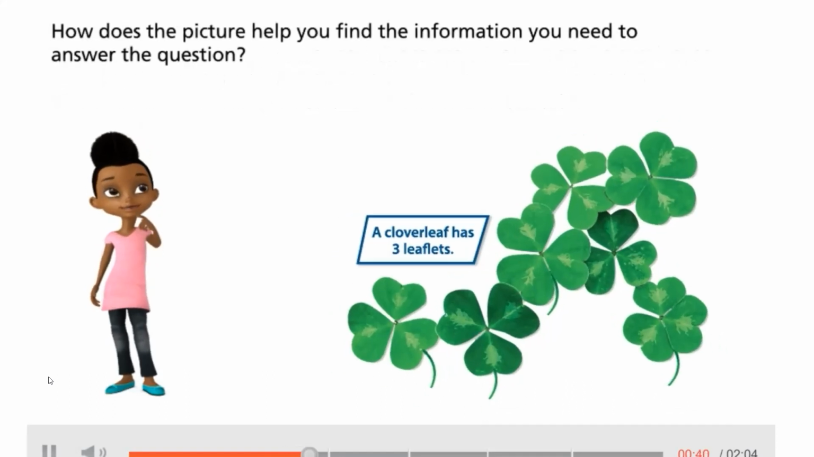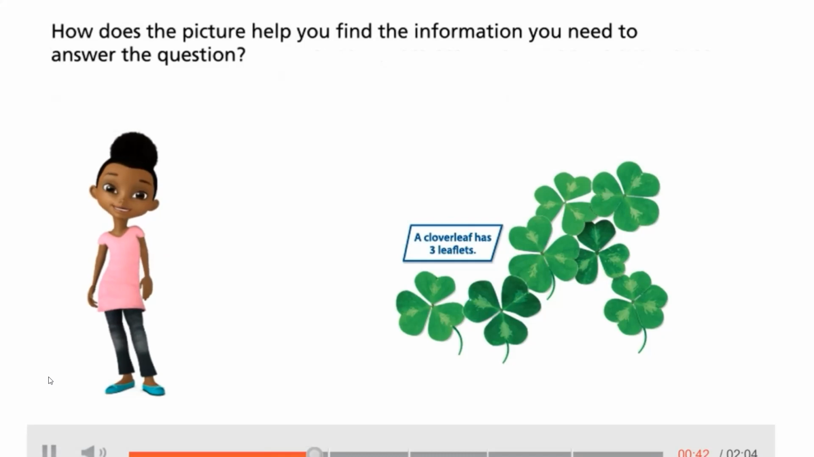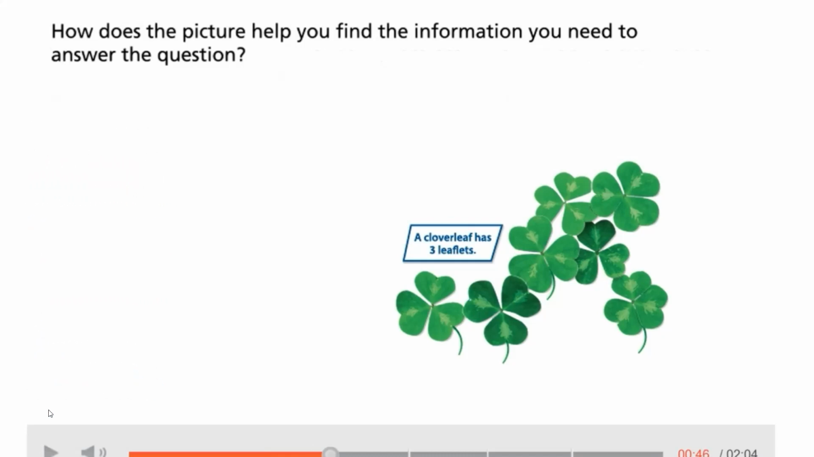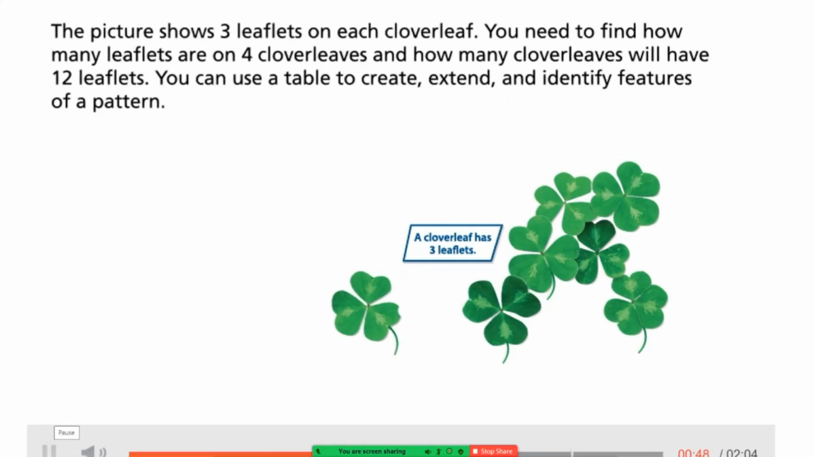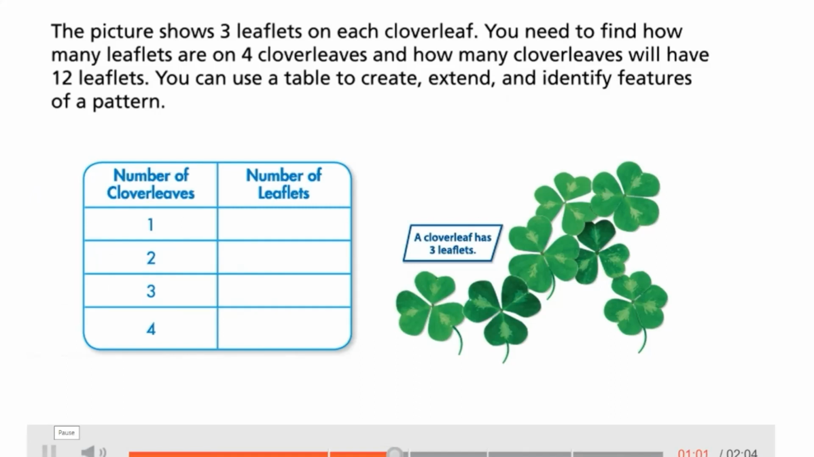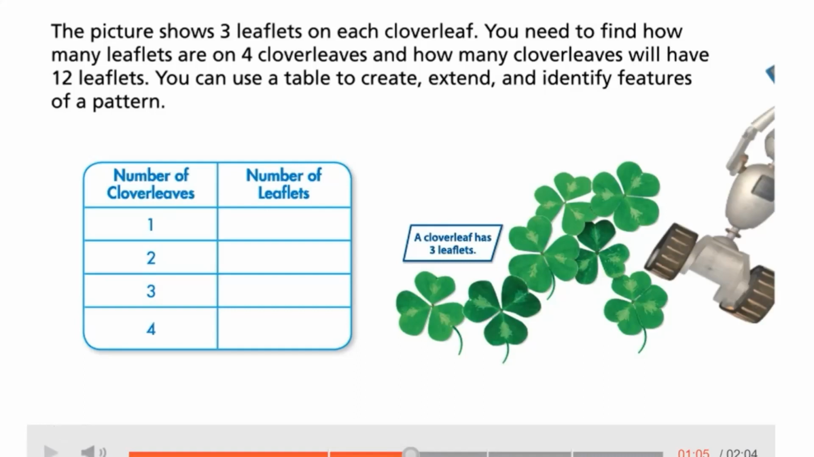How does the picture help you find the information you need to answer the question? The picture shows 3 leaflets on each clover leaf. You need to find how many leaflets are on 4 clover leaves and how many clover leaves will have 12 leaflets. You can use a table to create, extend, and identify features of a pattern.